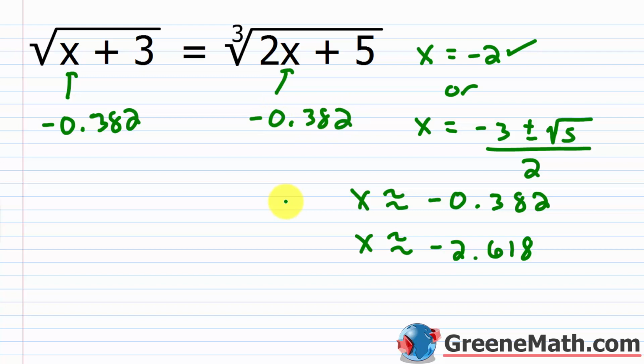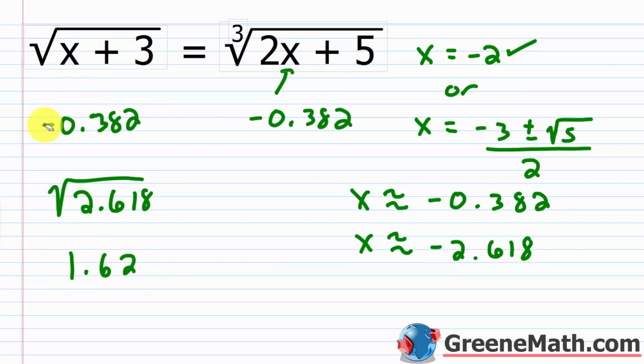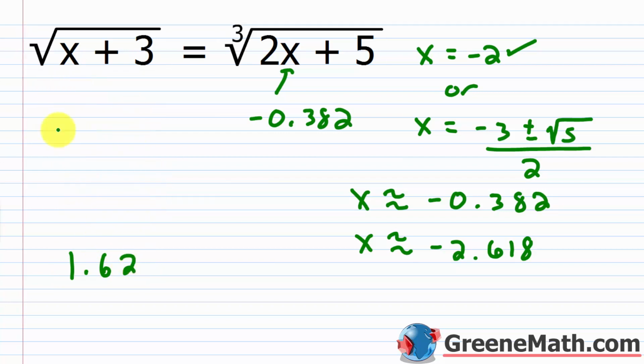All right, so on the left side, 3 minus 0.382 is 2.618. So I would have the square root of 2.618. And if I approximate this, I can say it's about 1.62. Okay, about that. So let me erase this, and I'll say on this side, it's approximately 1.62. So I'm looking for something on this side that's very close to that, okay?